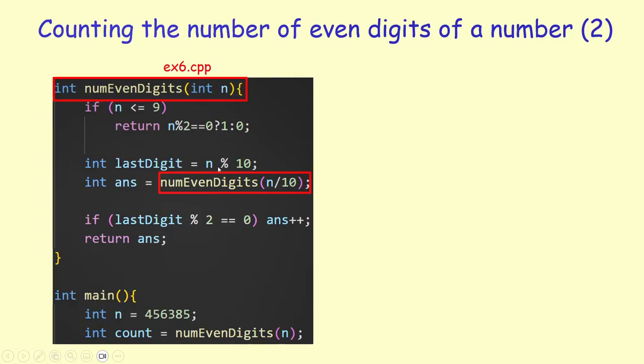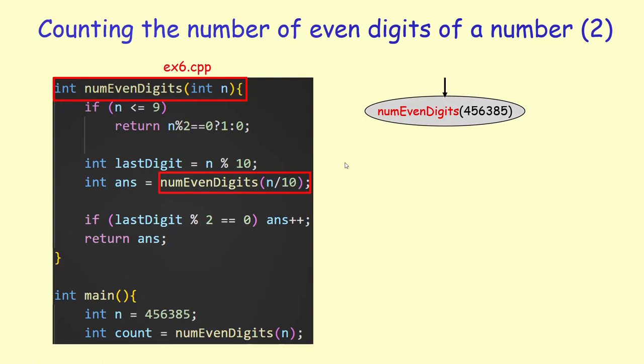Otherwise, I take the last digit, I say n modulo 10, and compute the result to the subproblem by peeling off the last digit of this number. So n divided by 10 is peeling off the last digit of this number. So I get the result to the subproblem. Now I am looking at the last digit that I just peeled off here. If the last digit is an even number, I am incrementing the answer by 1 because the last digit is also an even number. Otherwise, I'm not doing anything to the result of the subproblem. I'm just returning it. So let's run this for this example.